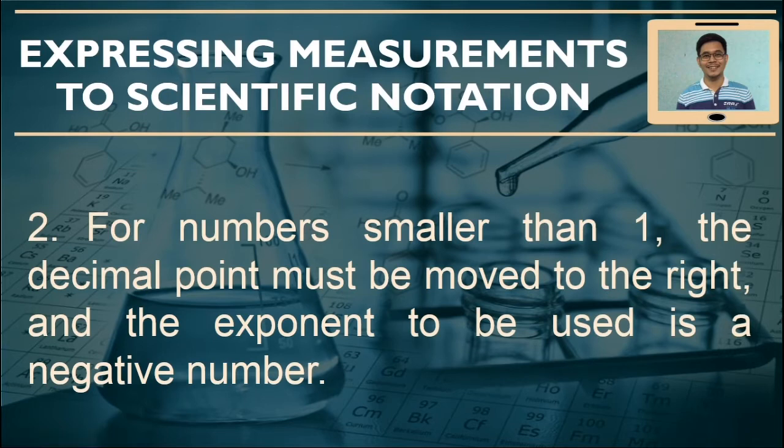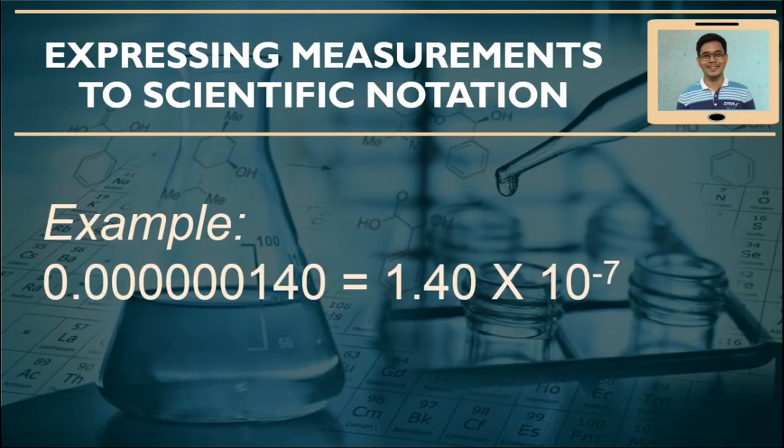Which is numbers smaller than 1. The decimal point must be moved to the right, and the exponent to be used is a negative number. So, we have here an example. Ito, 0.0000000140. Dahil ito ay number that is smaller than 1, therefore, ang ating decimal point na nandito sa may pagitan ng dalawang 0 ay move natin papuntang kanan.